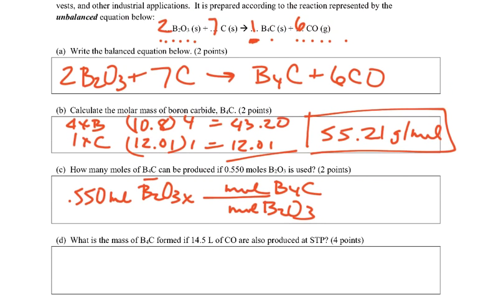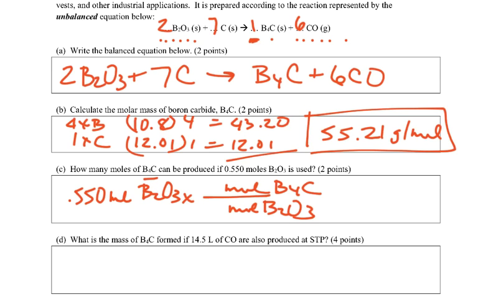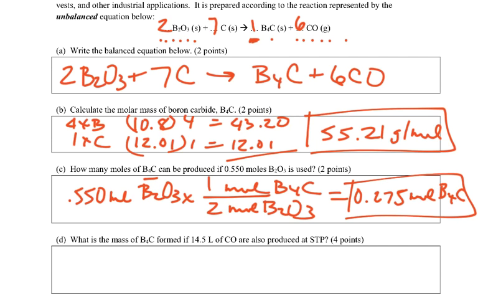So back to my equation. B4C, I used a 1, and B2O3, I have a 2. So 0.550 divided by 2, I get 0.275 moles of B4C, and that's my answer. So moles of B2O3 canceled out.